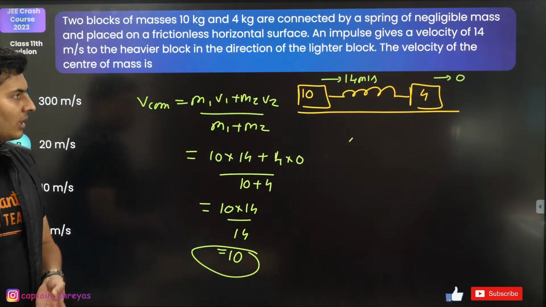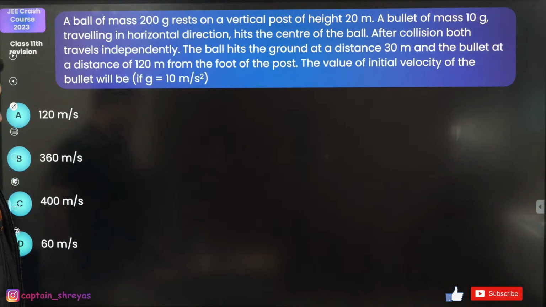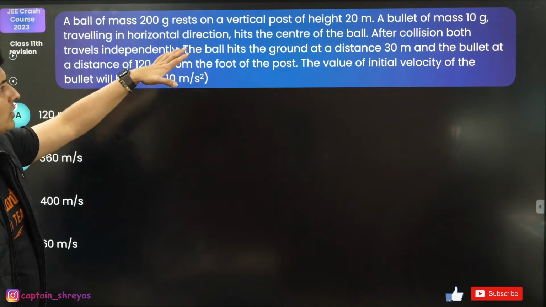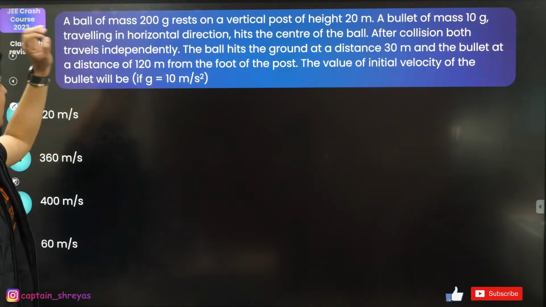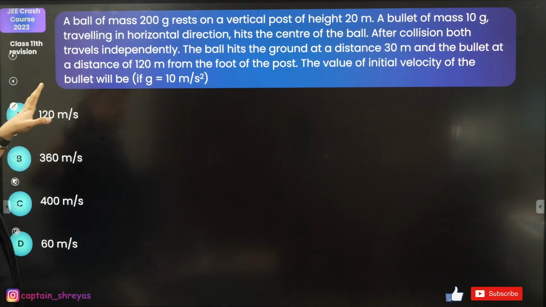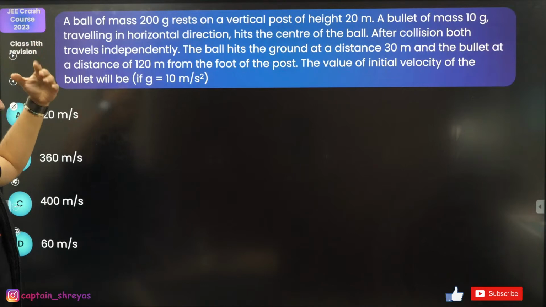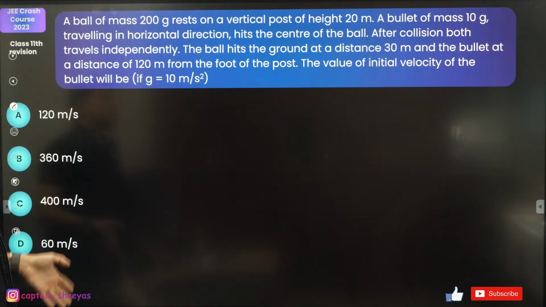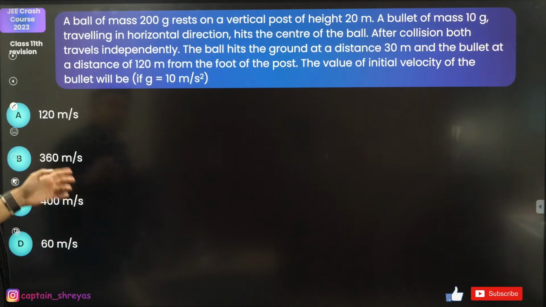Very good. Understood? Can we move ahead to the next one coming up on your screen? Here it is. A ball of mass 200 grams is on a vertical post, height 20 meters. A bullet hits it. Then after the collision, they move independently. The ball falls at 30 meters. The bullet falls at 120 meters from the foot. What is the value of the initial speed of the bullet?